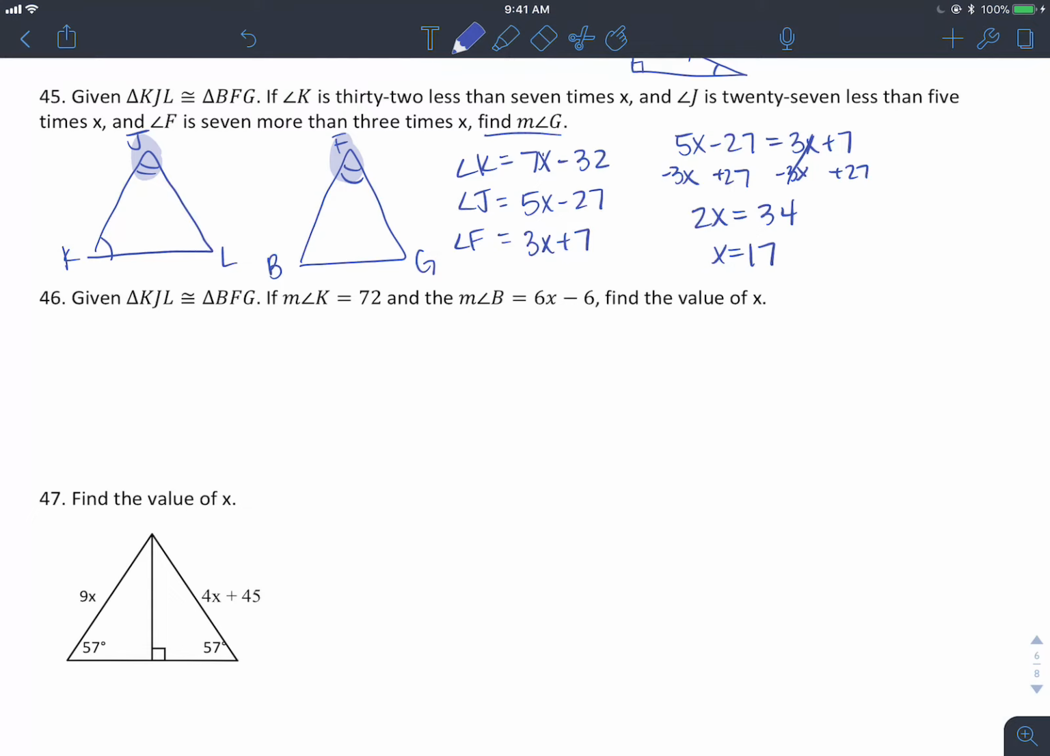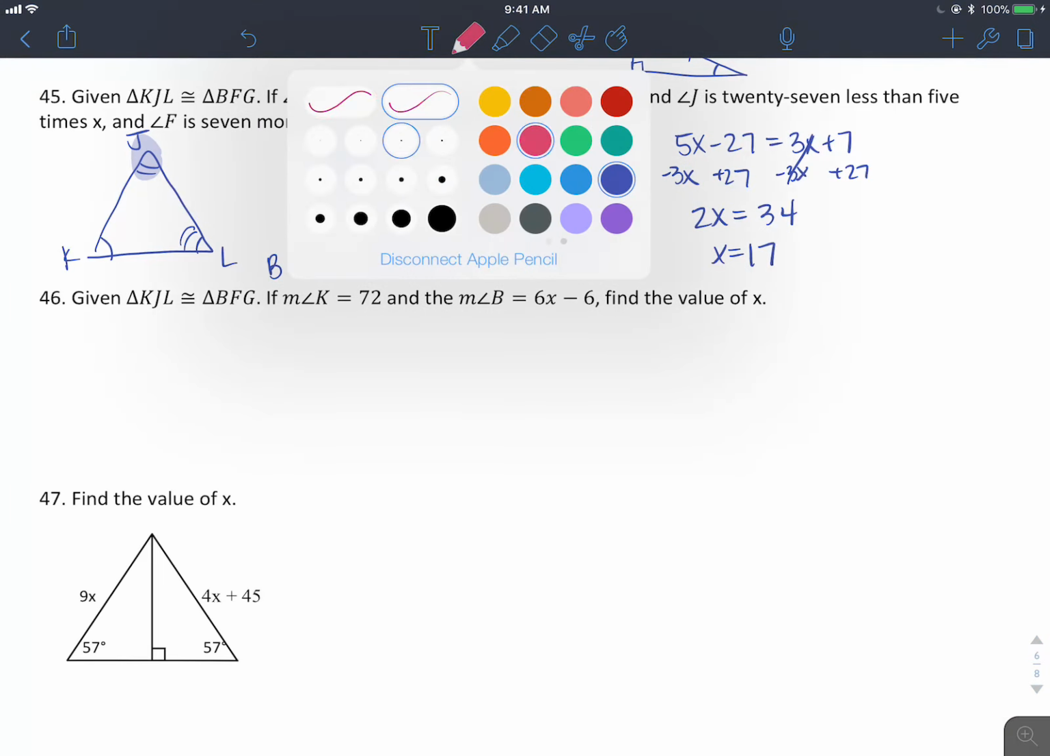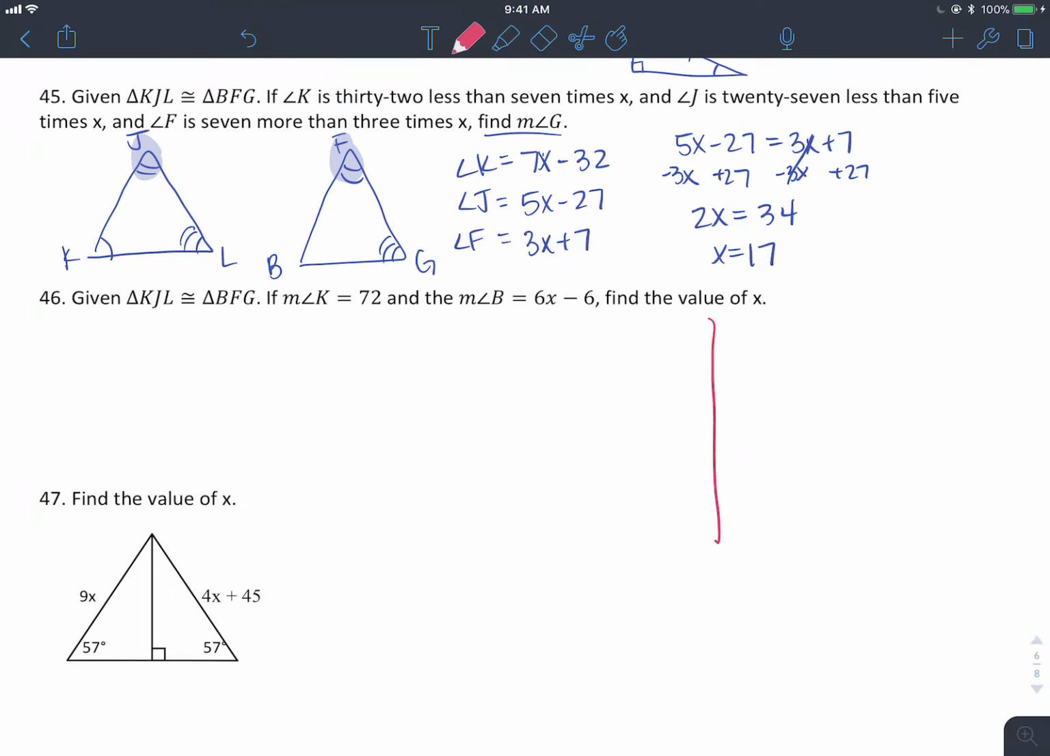The last thing that we need to do is find the measure of angle G. So we don't have angle G, nor do we have angle L, but we do know what J and K are. So if we know what J and K are, we can plug that 17 in for J and K, and then subtract from 180 to find the measure of angle G. So I'm going to do this in pink, and I'm going to do it down here since I am running out of space up there.